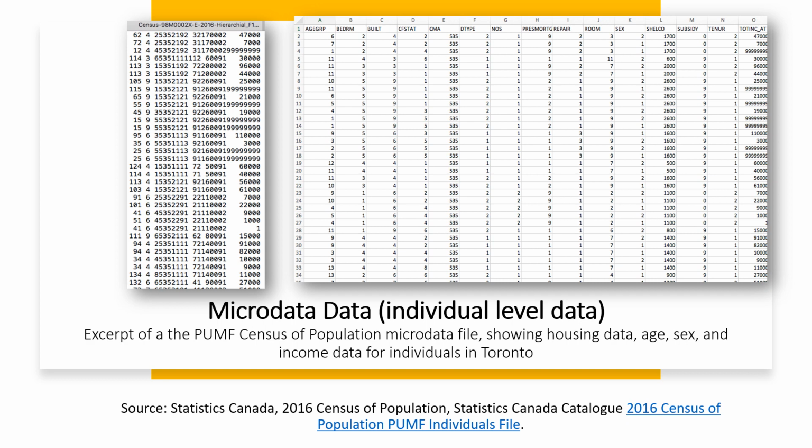This is an excerpt from the public use microdata for the 2016 Census of Population. On the left is how the file looks when you download it. And on the right is how it looks when you import it into a spreadsheet program such as Excel. You can use a microdata set to run statistical analysis and/or to create your own aggregated data set.